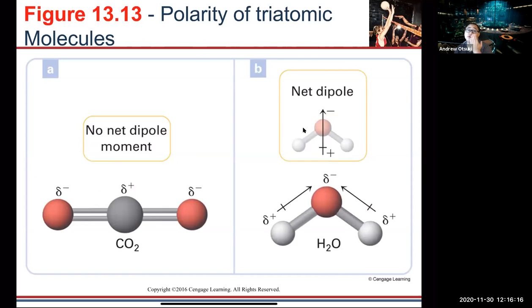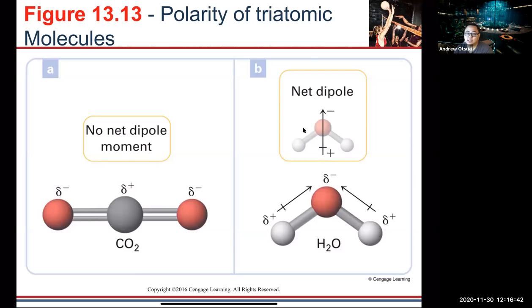So let's review no net dipole moment. Here, carbon dioxide, the oxygen is more electronegative. It will pull the electrons in the opposite direction from the carbon atom. Remember, when we have equal dipole moments in opposite directions, those vectors will add to zero. So there's no dipole moment, so it's a nonpolar molecule.